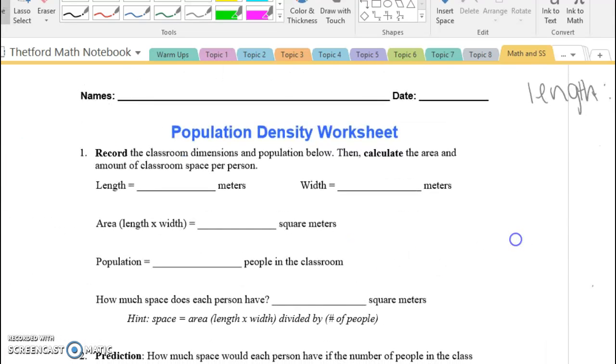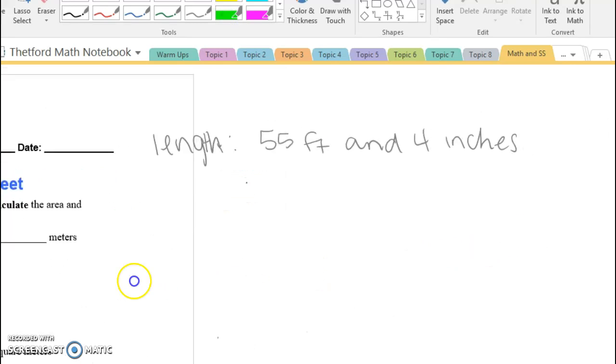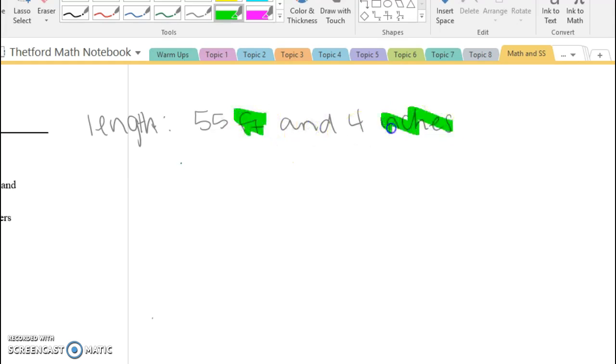Well, you'll notice on our worksheet over here that our length is supposed to be in meters. And right now we have feet and we have inches. So in order to actually calculate this correctly, we need to convert our feet and our inches into meters. Before we can jump straight to meters, we first need to convert our feet and our inches into just feet. We need to make sure that we only have one unit of measurement happening.